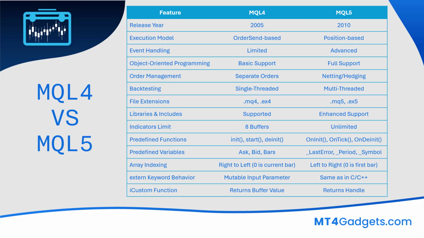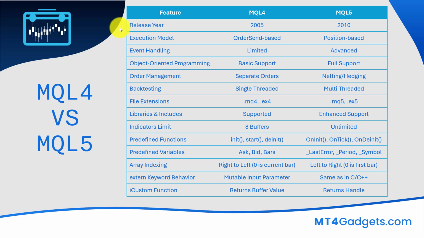So in this video we'll see some of the main differences between the MetaTrader 4 MQL4 language compared to the MetaTrader 5 and MQL5 language. So the two are slightly different. There is a maturity that is coming with a newer version, and we'll see here in the table. So let's start first with the release year.